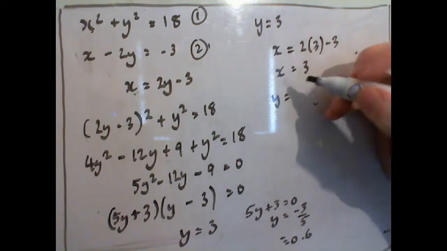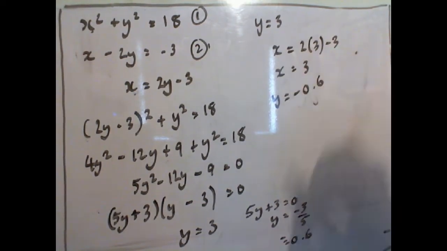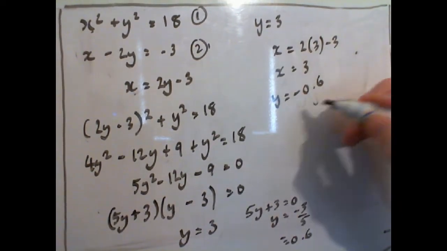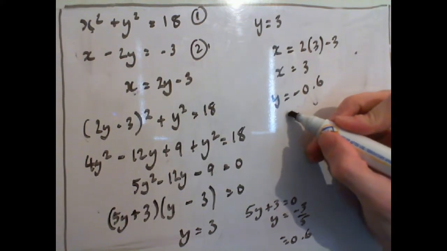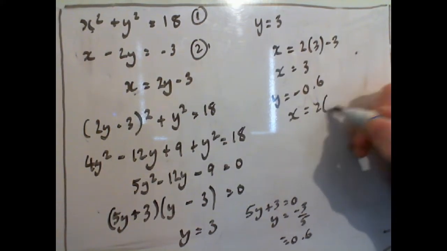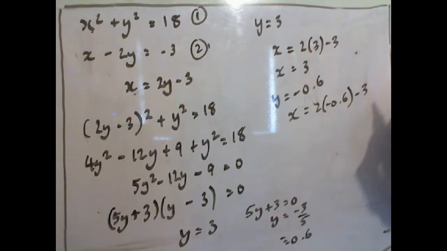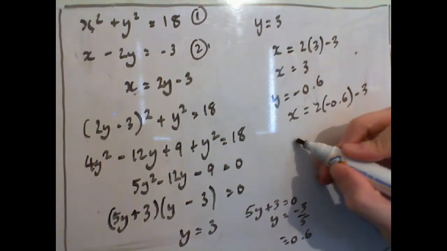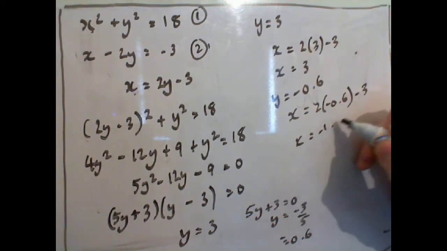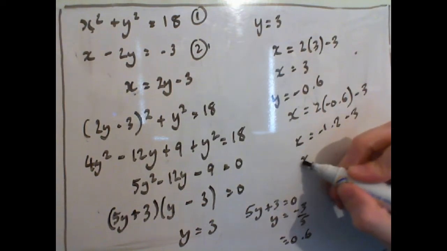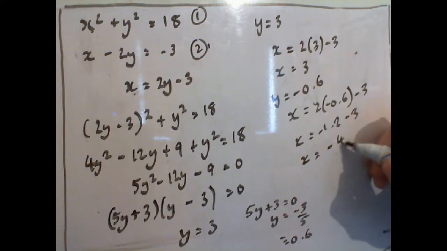and the other solution y equals 0.6. Oops, sorry, no, negative 0.6. Sorry, the writing's going a bit off. So we've got x equals 2 lots of negative 0.6 minus 3. And when I double that, I just get x equals minus 1.2 minus 3, and x equals negative 4.2.